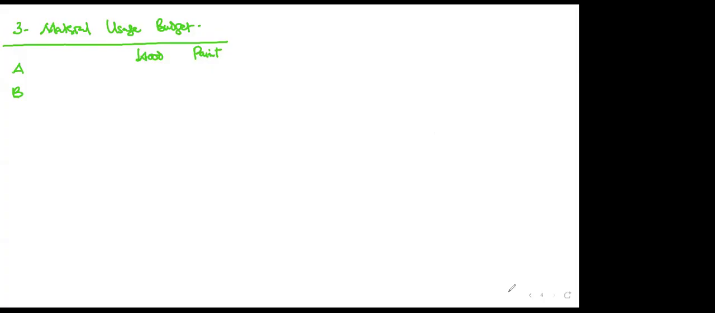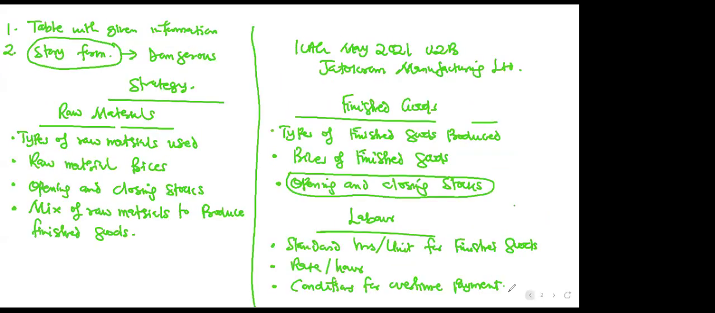Let me cast your mind back to the information we put here. I told you that to get the raw materials budget, what are the things you must look for? The types of raw materials used, the raw material prices, opening and closing stock of raw materials, and then what? The mix of raw materials to produce the finished goods. Can you see this one? Yes, sir. The mix of raw material. That means, how does the company mix those raw materials to produce the finished goods? And so that is what I'm looking at here.